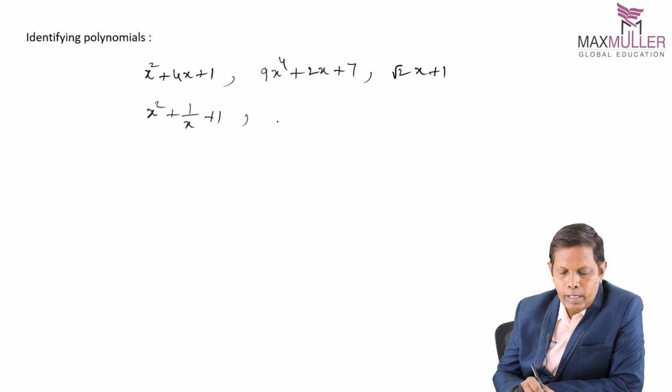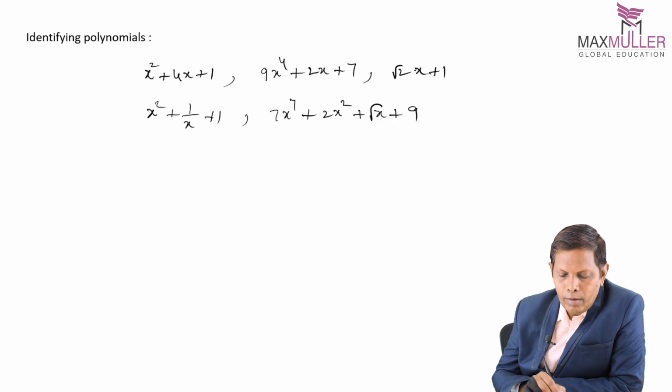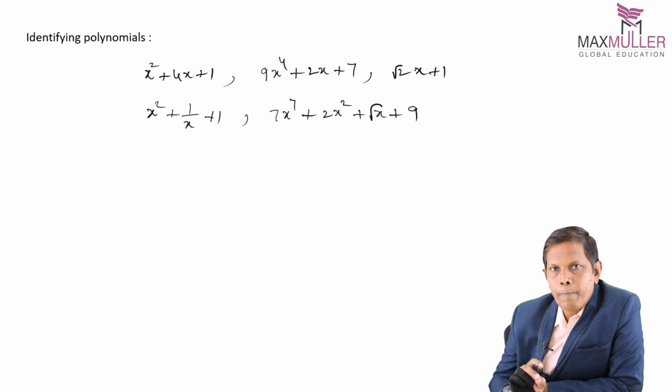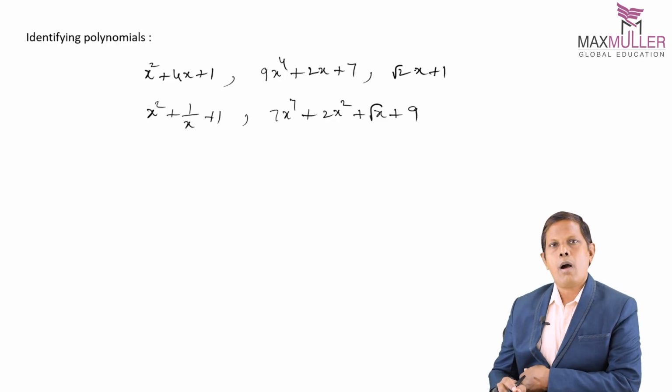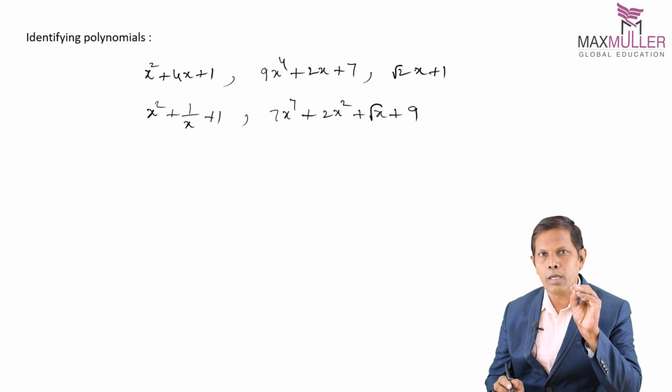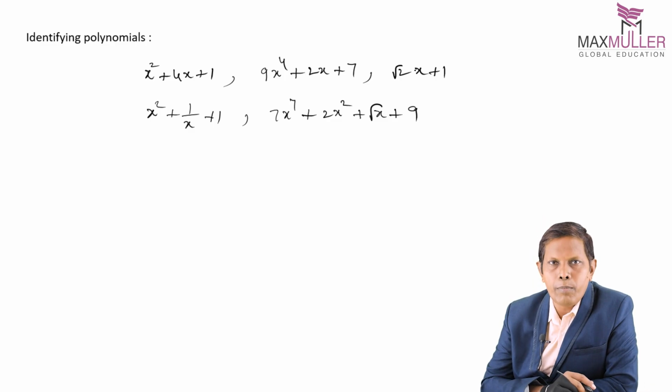And also the next one, 7x power 7 plus 2x square plus root x plus 9. Here they have given 5 expressions. In these 5 we have to identify which of the following is a polynomial. Identification of the polynomial, how can we identify? Just concentrate on the degree of the variable. Only the degrees of the variables you have to identify.